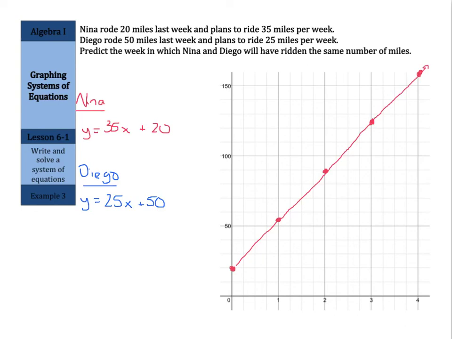Now for Diego. Diego starts at 50. Then for week 1, 25 times 1 is 25 plus 50 is 75. So 1 would be 75, which is right there. For week 2, 25 times 2 is 50 plus 50 is 100. So week 2 would be at 100. Week 3, 25 times 3 is 75, plus 50 is 125, so 3 would be 125, which is right, hey, there. And just for good measure, 25 times 4 is 100, plus 50 is 150. So right there for week 4, and as we draw in that line, close enough, you will notice that there is an intersection right there.